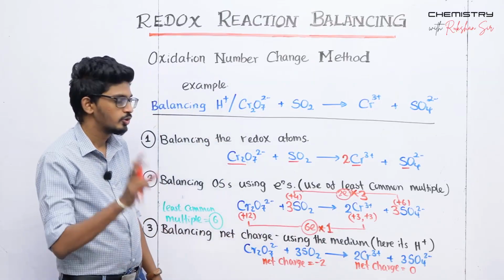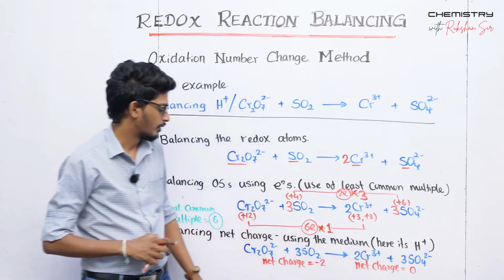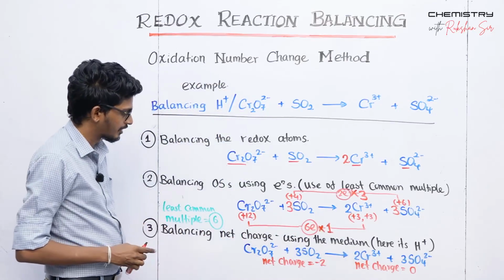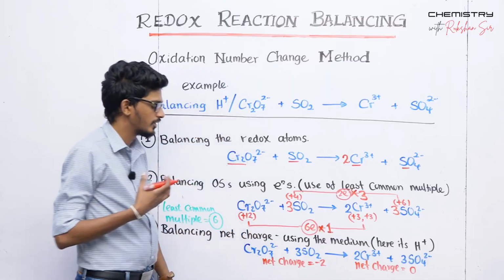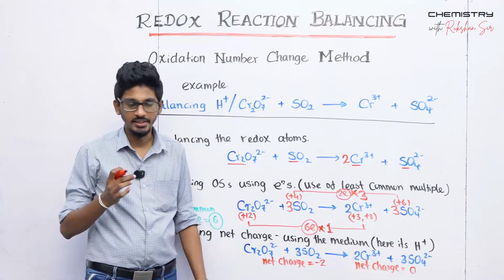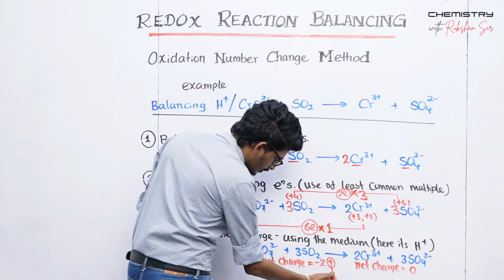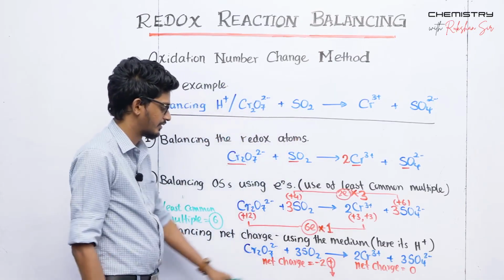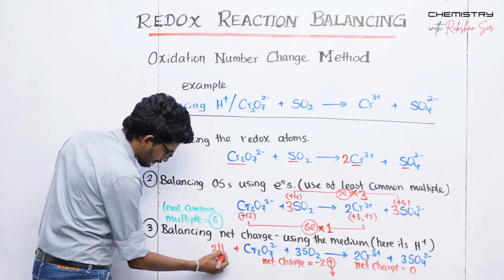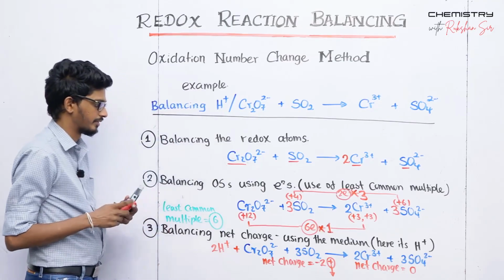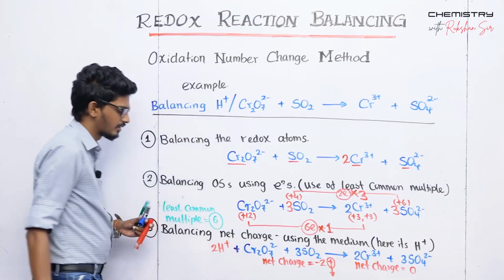So you need 2 H+ to balance the charges on both sides, right? So 2 H+ needed. To which side are we supposed to add that? We are supposed to add the 2 H+ to the side with least positive nature. To the side with least positive nature, we are supposed to add the H+. That is this side. So to that side, we are supposed to add the 2 H+. Okay. So that is the third step, right?